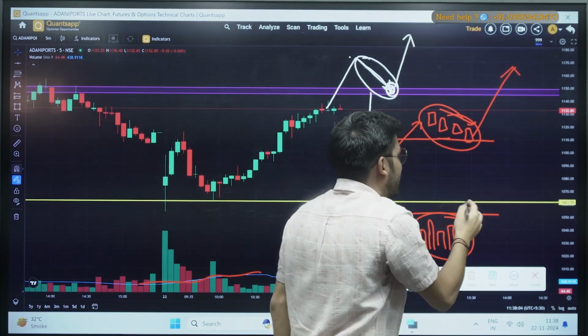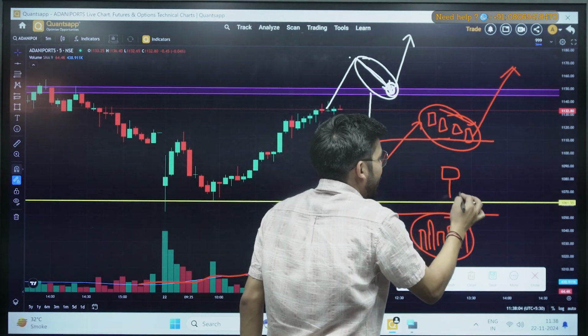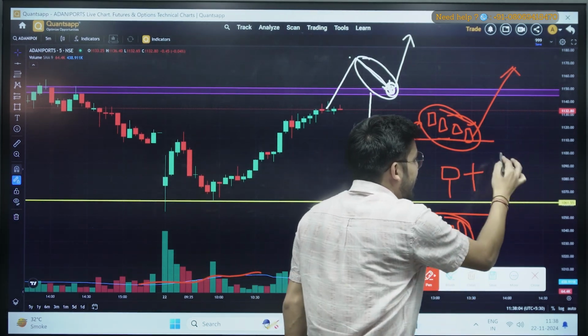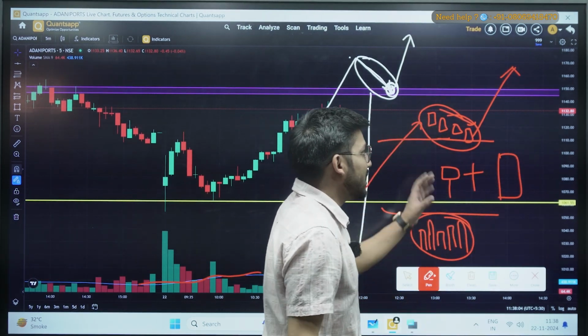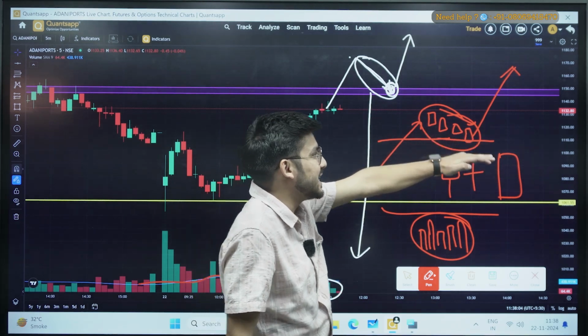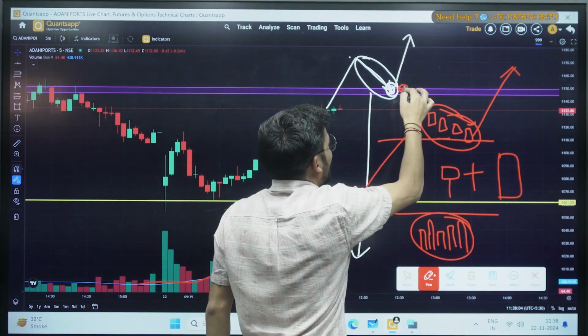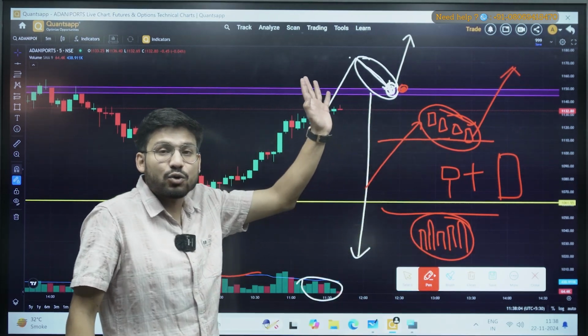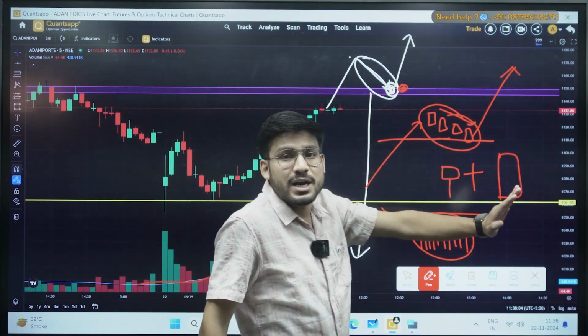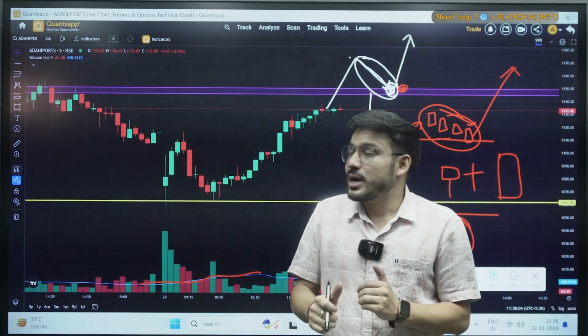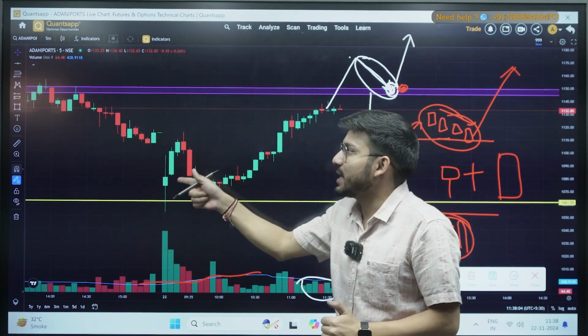So I just have to wait for a confirmation. There can be a hammer candle, a doji candle, or a bullish engulfing candle. After the confirmation, I will take my trade at this resistance, and I'll get a good move in this particular stock, right? These are all the confirmations that you can take when you are taking the entry.